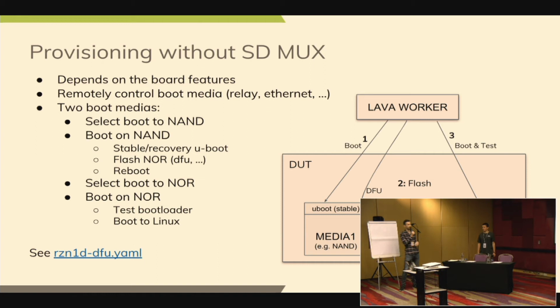And via some automated relay, if you need, depending on your hardware, you will be able to switch on which media you want to boot. So first time you flash the bootloader to test, and then you stop the board and you reboot on the media that you need to test. And with this way, even if the second bootloader, the bootloader you want to test, is corrupted or non-functional, you will always have a way to reflash it and to test new bootloaders.